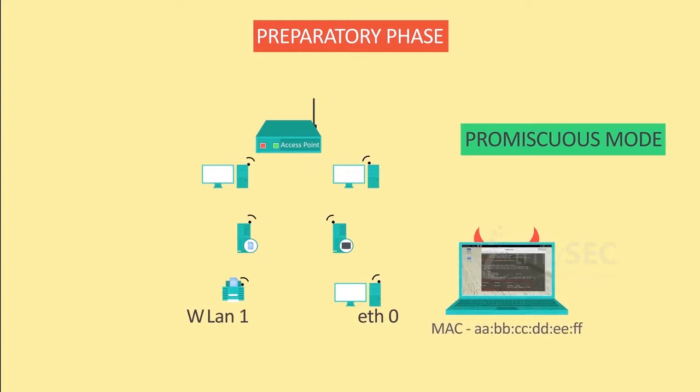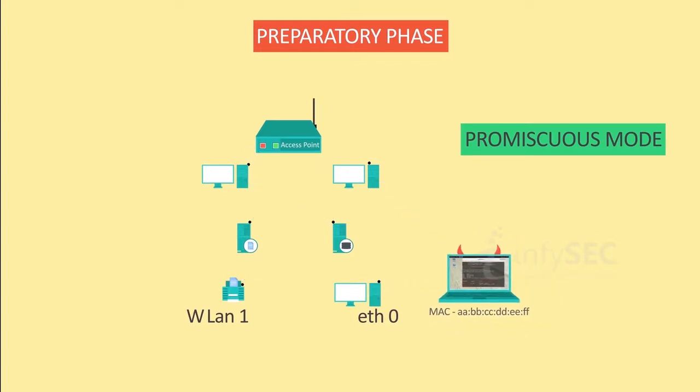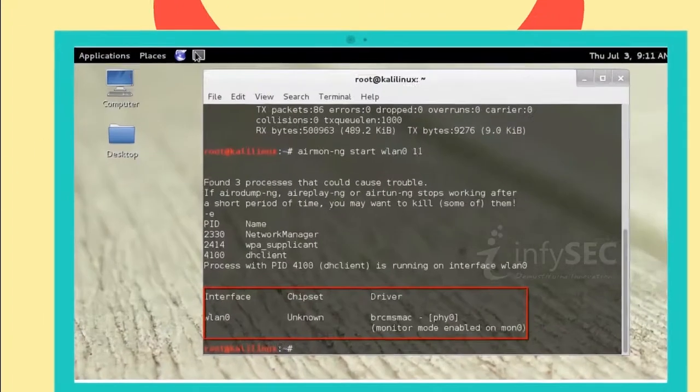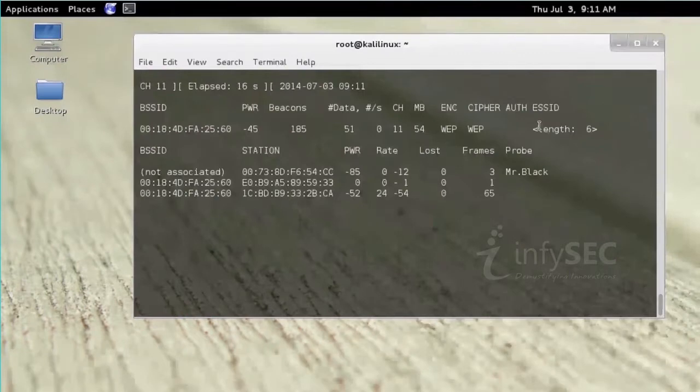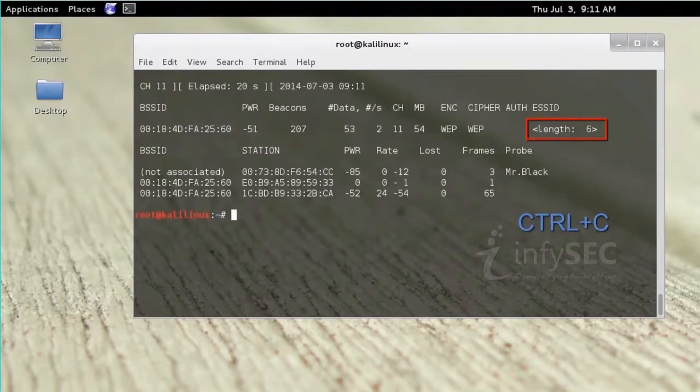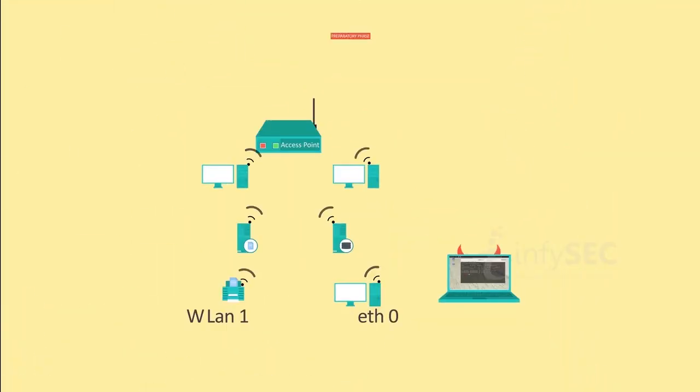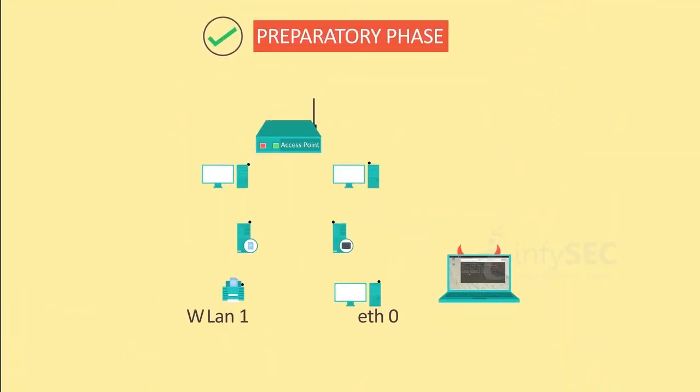Now, in order to make the interface enumerate the traffic passing through it, this command is given. This monitors the traffic through the WLAN and enumerates the hotspots with their respective SSID and BSSID. One may find a hotspot whose SSID is hidden. Now press Ctrl+C to terminate further enumeration. With this, the preparatory phase is done.